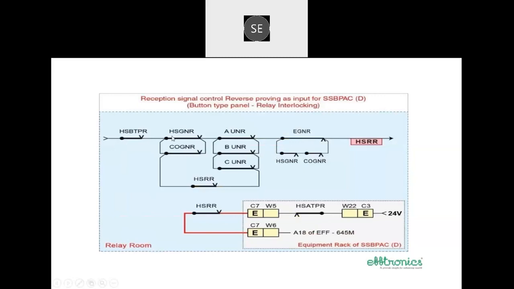Similarly, for home signal also, we have to wire reception signal contacts like this: home signal button, calling on button, and route buttons. Here we just considered 3 routes, and of course we have only 3 route buttons here, and cancellation relays. And by proving all these contacts, we are picking up the home signal relay, and its contacts are wired as input to the block instrument.